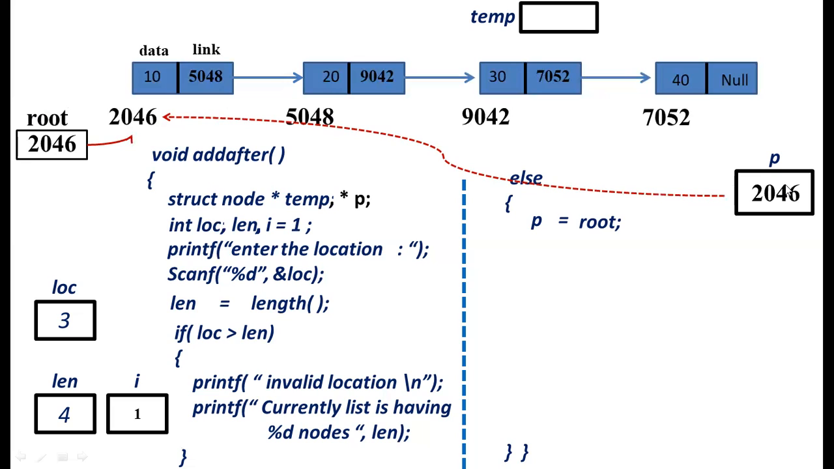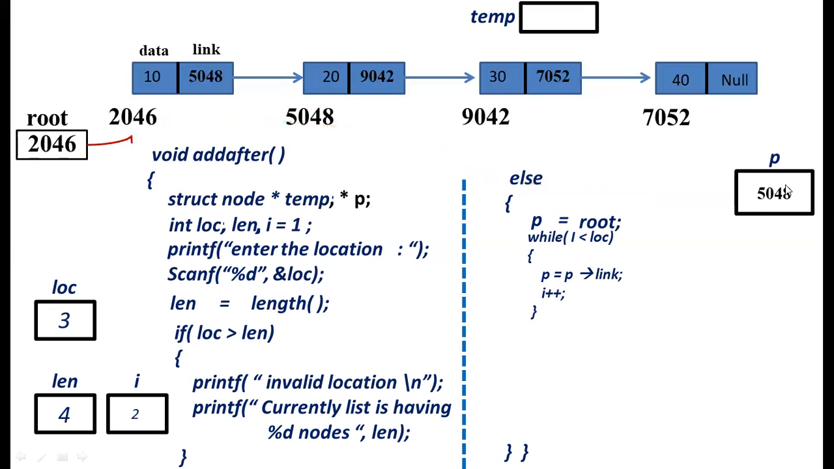Now by using I, let us write the logic: while I is less than LOC, what we are doing? P is equal to P to link, and then we need to increase the I value. This is a very simple logic that we write. Now let us see the logic.